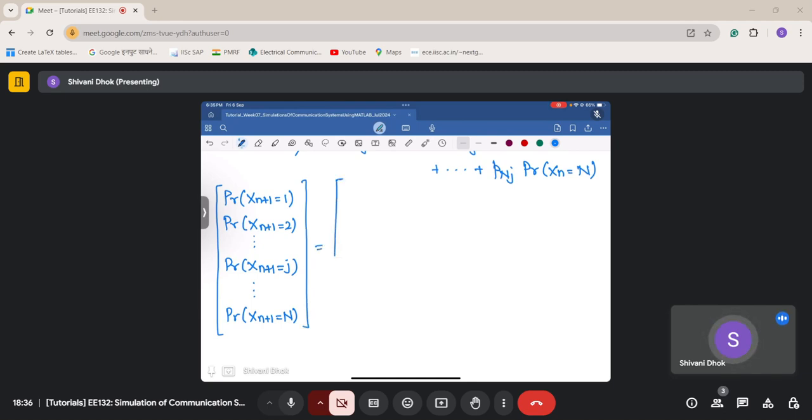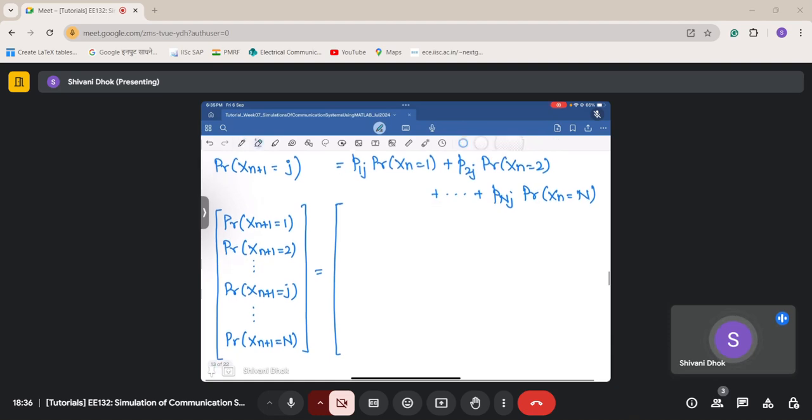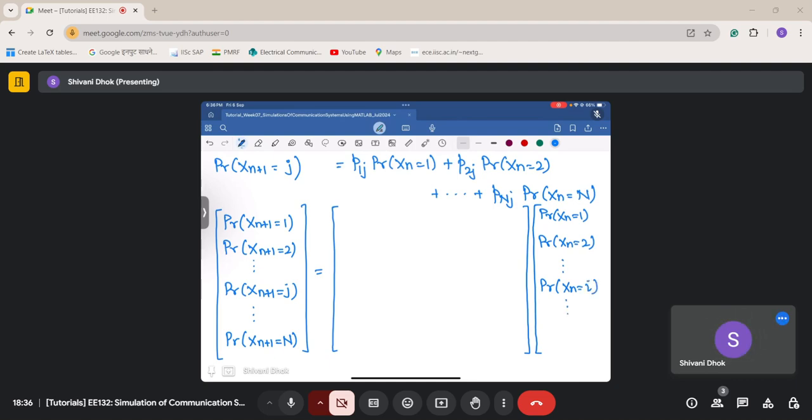Equal to some matrix. So we have a linear combination here, so we can have some matrix coming into the picture, multiplied by the probability that xn equal to 1, probability that xn equal to 2, and so on till probability that xn equal to capital N.